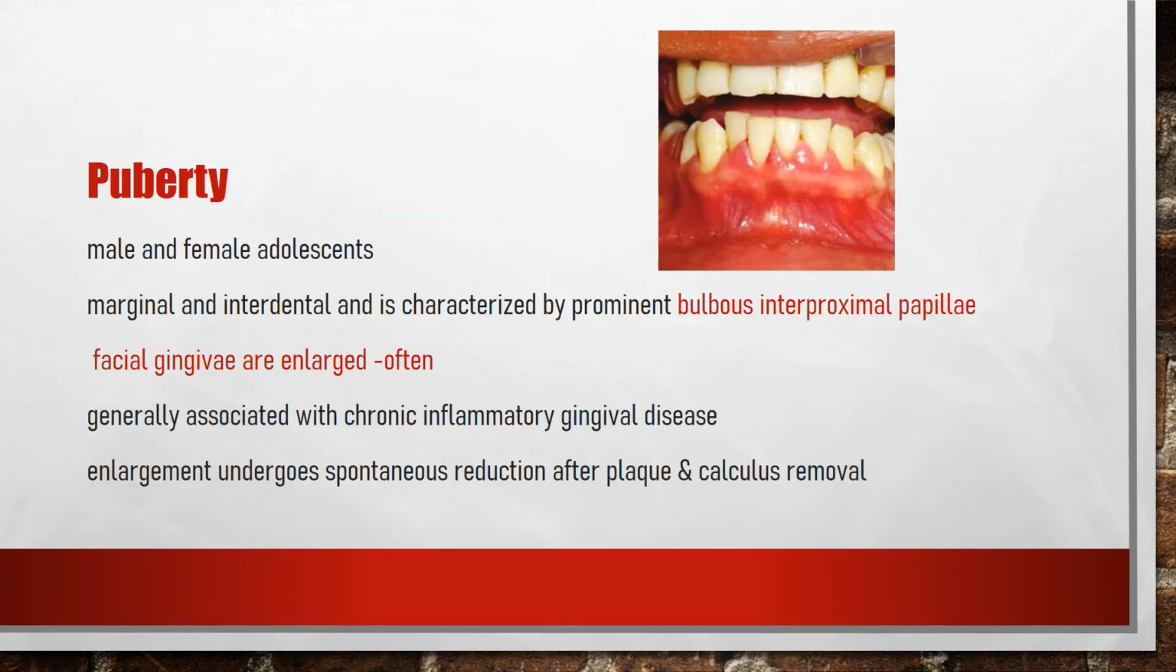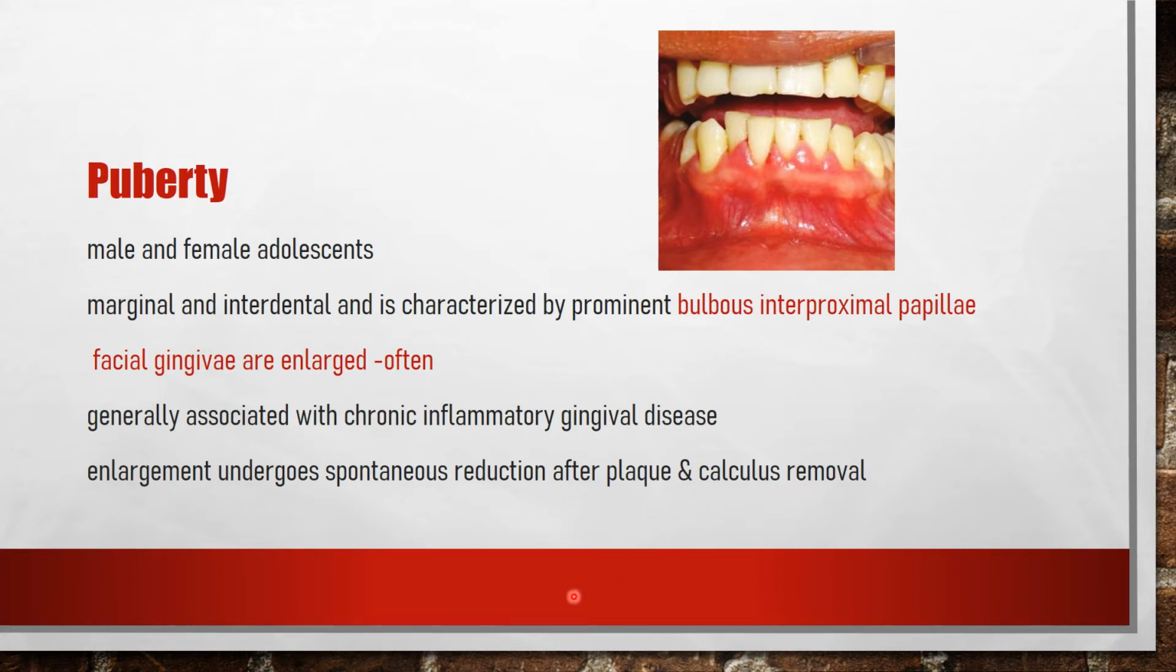Then coming to the puberty associated gingival enlargement. Enlargement of the gingiva is sometimes seen during puberty, so it occurs in both male and female adolescents. It mainly occurs in the marginal and interdental gingiva and is characterized by a prominent bulbous interproximal papilla. So you can see this bulbous interproximal papilla. Facial gingiva are often enlarged.